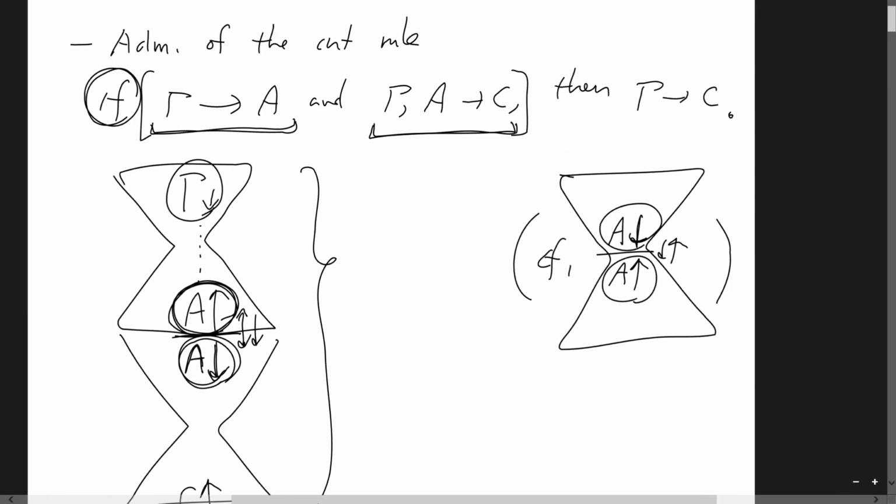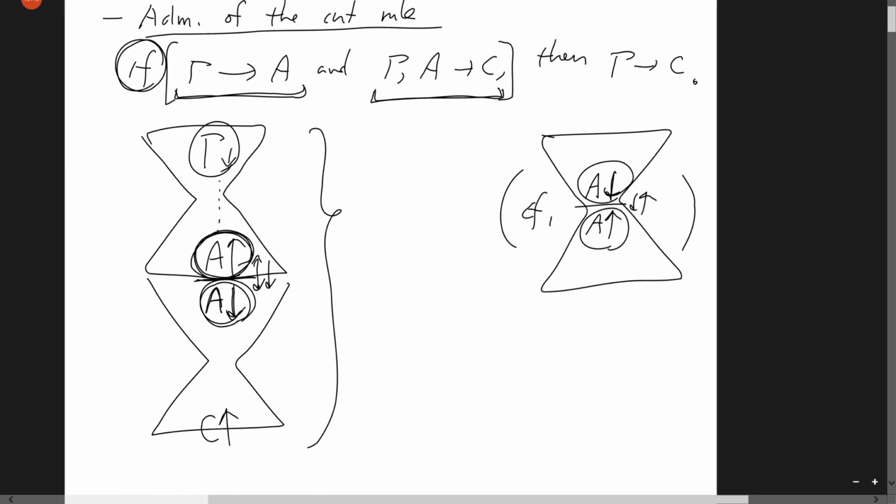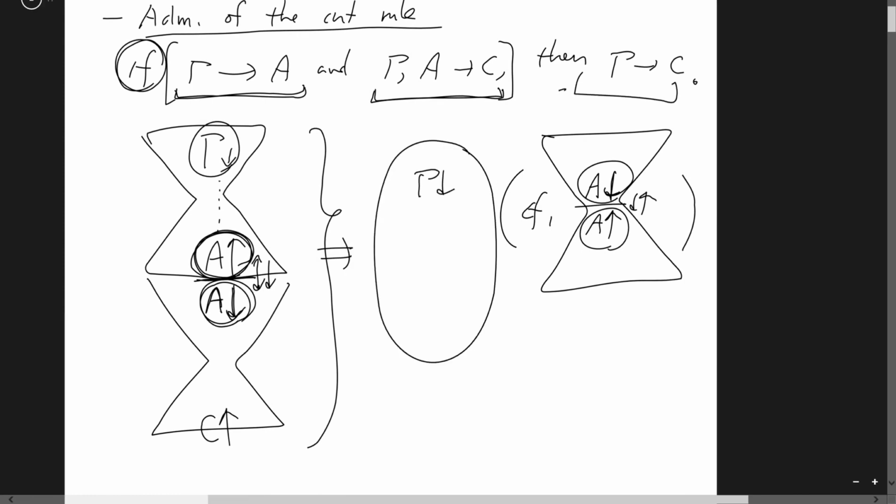Then, this admissibility of cut rule allowed us to deduce this one, gamma down arrow, leading to C up arrow.